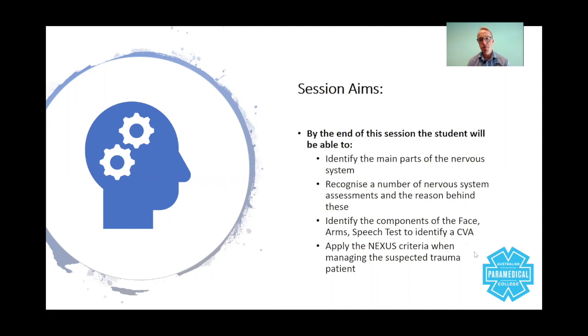We're going to recognize a number of nervous system assessments and the reason behind these. So for example, the 12 cranial nerves that stem from the spinal cord will give you some indications as to how to assess these and what you're looking for. We're going to talk about the components of the face-arm speech test in order to identify a cerebrovascular accident or a stroke. And of course, we'll be talking about the Nexus Criteria when managing the patient with suspected trauma. So as you can see in the short session, we're covering quite a bit of content here. So don't forget you can pause this session at any time.